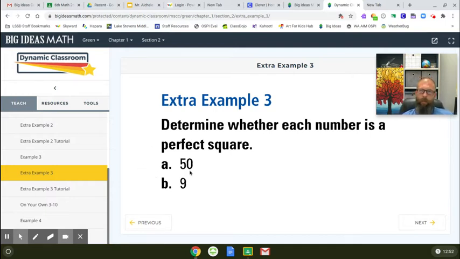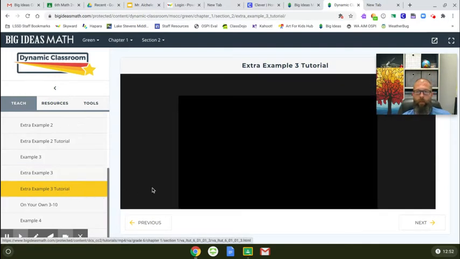Is 50 a perfect square? Let's see. I'll do it with you. 5 times 5 is 25. 6 times 6 is 36. 7 times 7, 49. 8 times 8, 64. So no, 50 is not, because 7 squared is 49 and 8 squared is 64. That doesn't work. How about 9? 2 times 2 is 4. 3 times 3 is 9. So 9 is a perfect square.